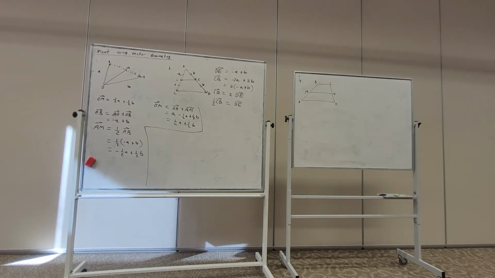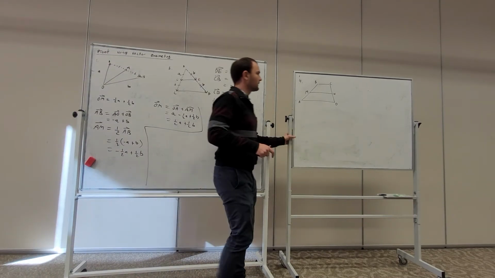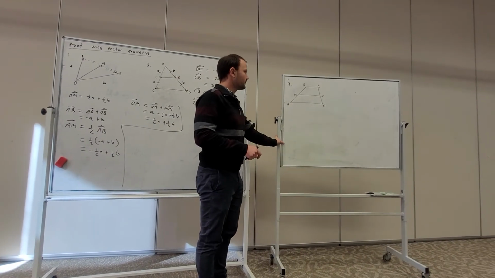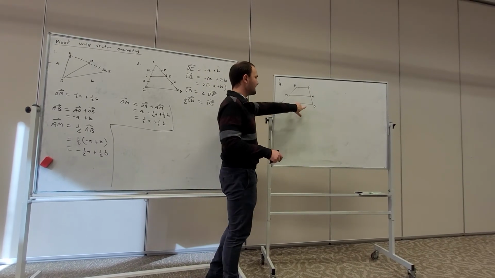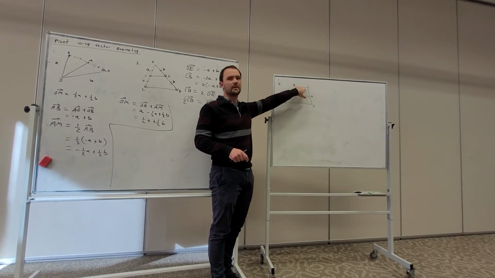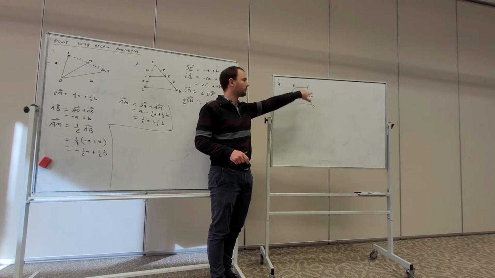Okay. So let's have a look at the 4th one then. Okay, question 4. We've got AD equals 3 times BC.